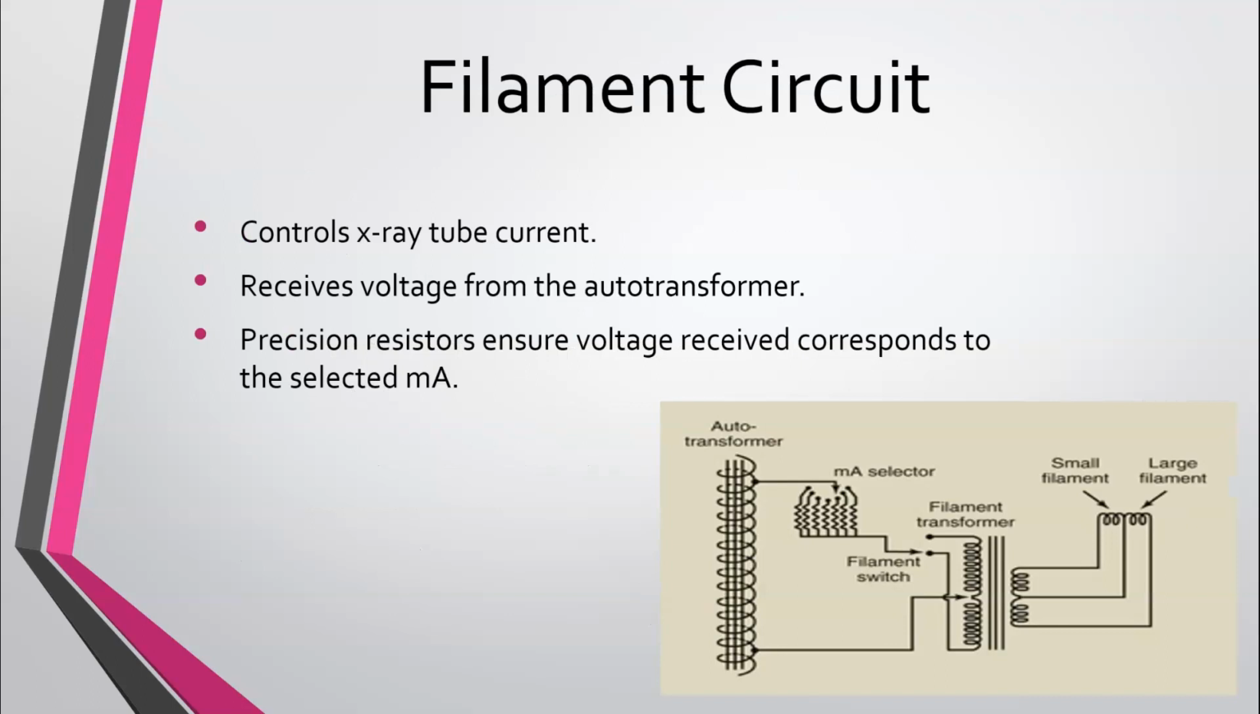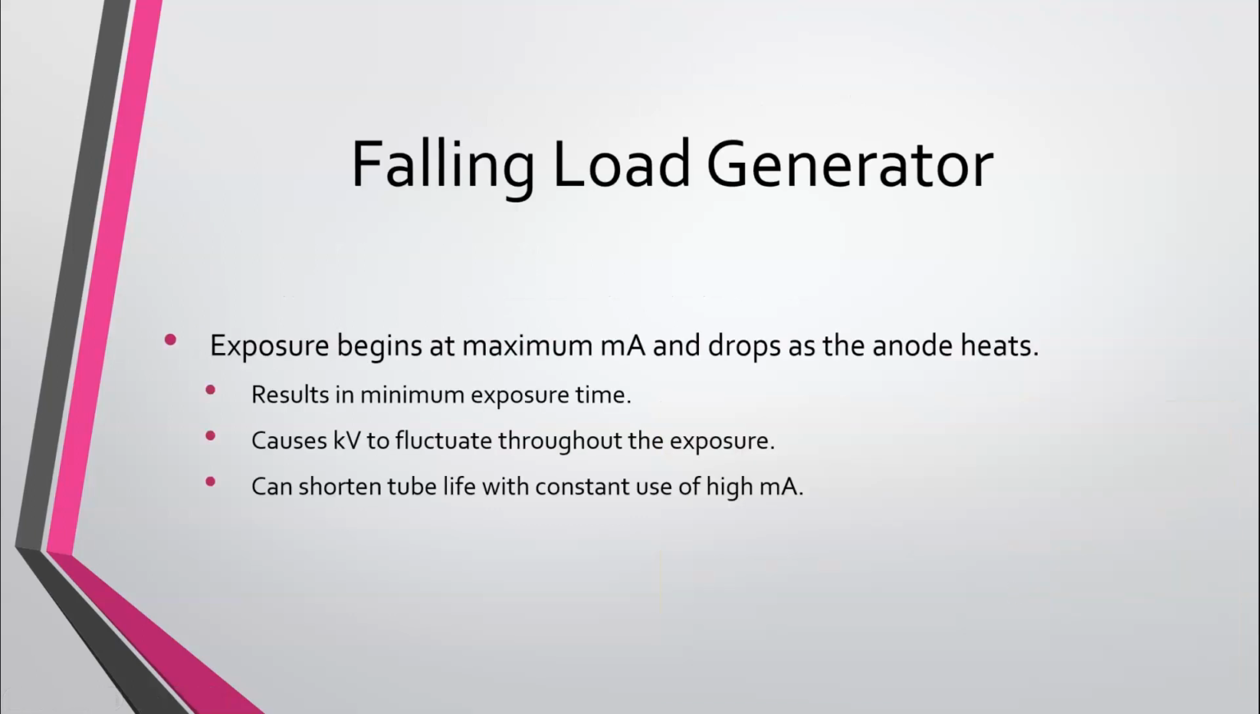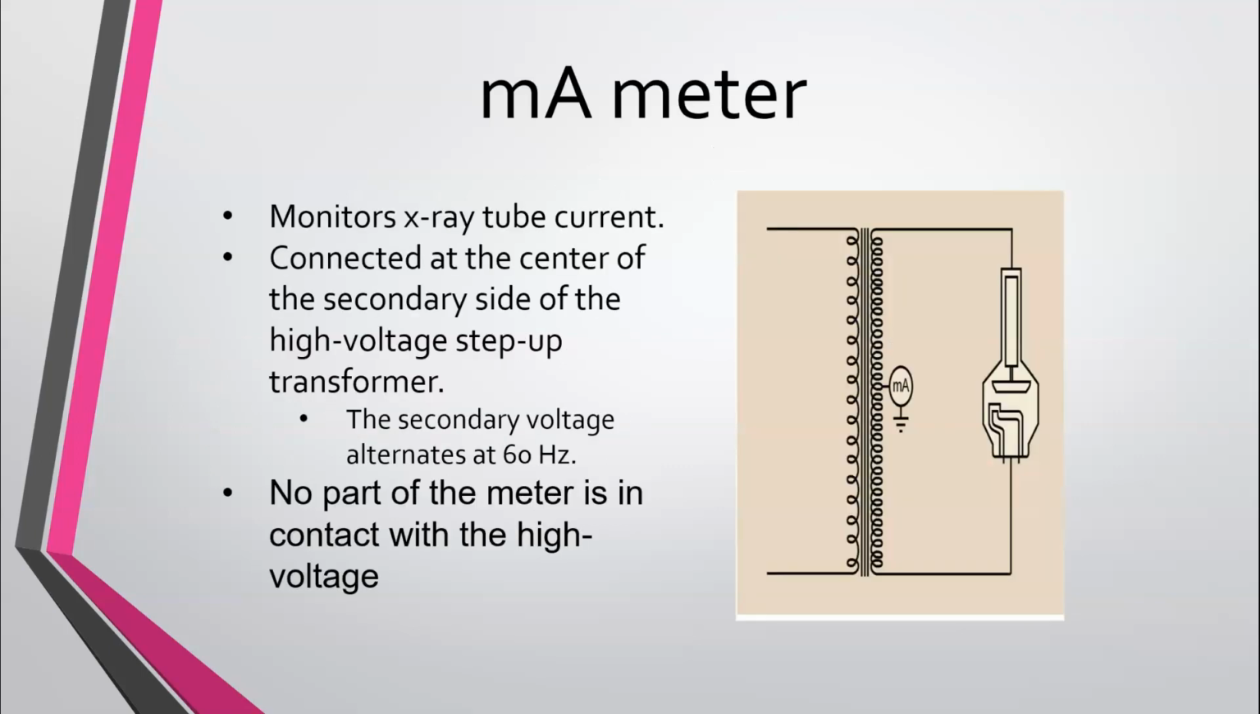So the filament circuit. So if we take a look here, we've got an auto transformer. So this controls the X-ray tube current. Okay, it receives the voltage from the auto transformer, and precision resistors ensure the voltage received corresponds to the MA selected. So here we're coming in and we're doing a step down transformer. Okay. Falling load generator. So this is a certain kind, okay? Exposure begins at max MA and drops as the anode heats. Results in minimum exposure time, causes kVp to fluctuate throughout the exposure, and can shorten tube life with the consistent use of the high MA.